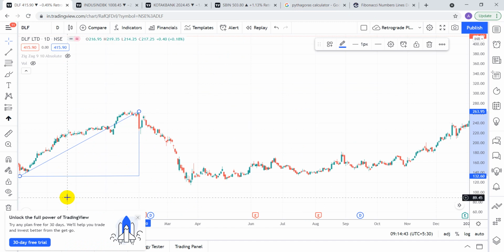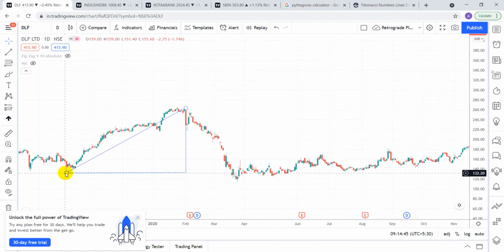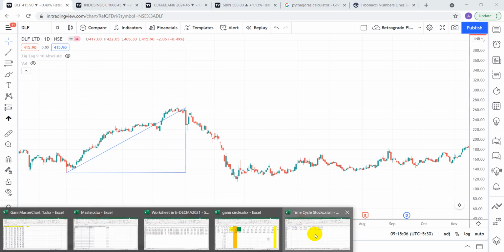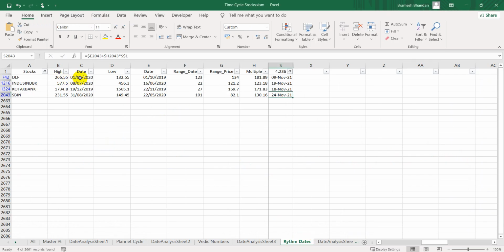So what we are doing here is, this is DLF. This is the A part where it has made a bottom at around 132. We have to note down both the price and date. So on 1st October 2019, it made a low of 132 and then it made a top of 266.55 on 1st February 2020. Now I have this calculator in my sheet: 266 on 1st February 2020, 132.